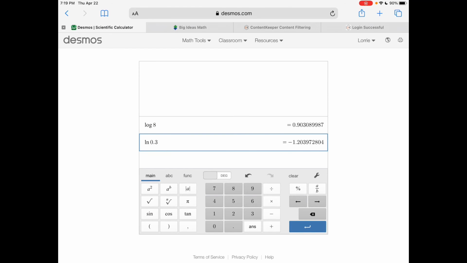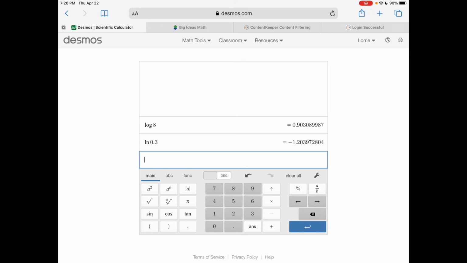I also want to show you how to put the common log and natural log into Desmos, because that will be what you're using if you're at home. You literally just type log and then an 8, and then you will see that our answer appears over here on the right-hand side, 0.903, just like before. For the natural log of 0.3, you just type ln and then 0.3, and you get the same negative 1.204 that we had previously on the calculator.